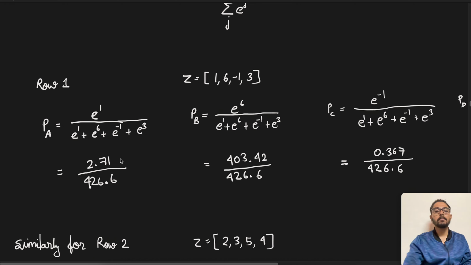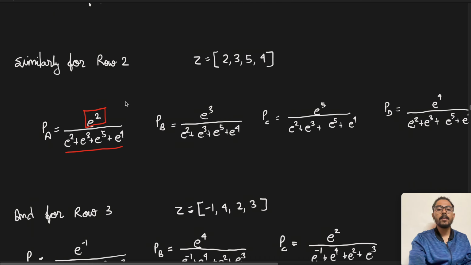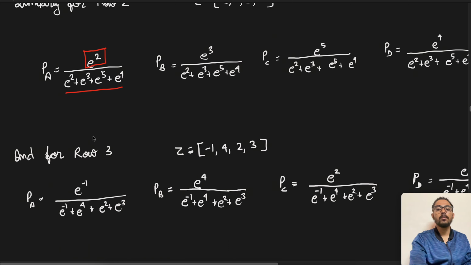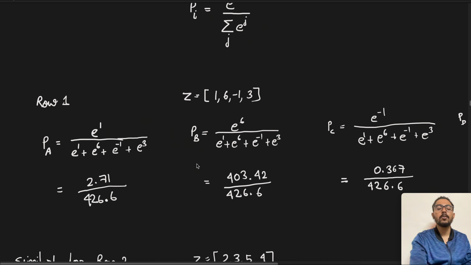Next, we do a similar operation for row 2. The formula will remain the same: e raised to power that particular number associated with the column's score, divided by the row's total. So this is the idea. Similarly, we will get numerical values for this row as well, and so on for row 3. It might be a calculation intensive task, but we need to convert the given logits into Softmax probabilities this way.